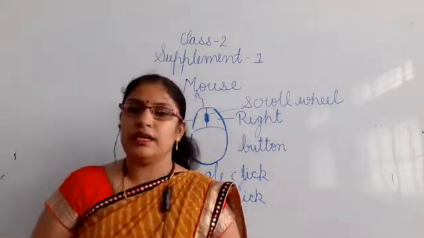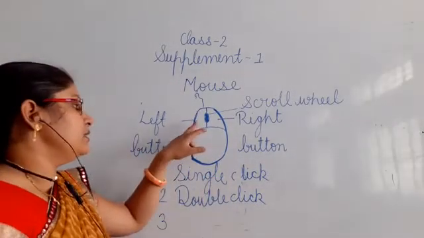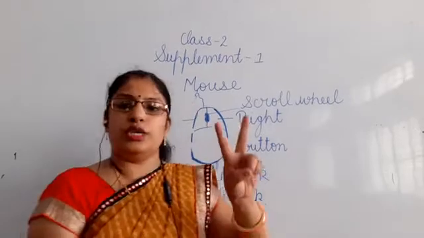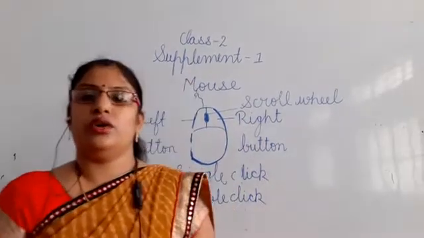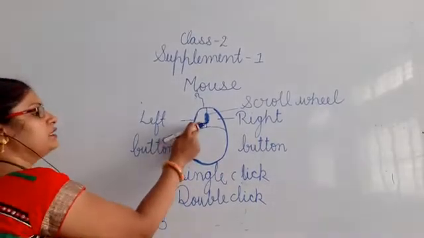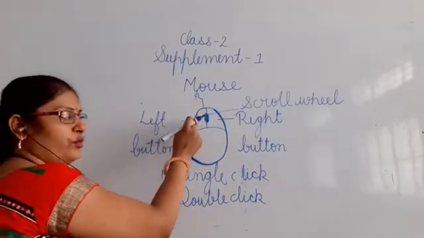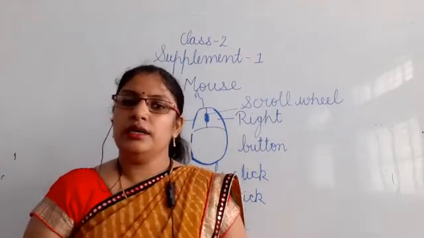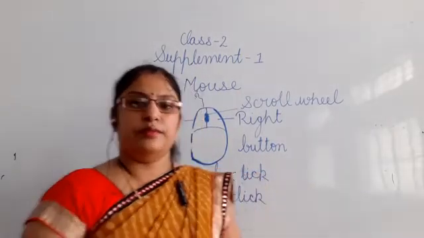What is double click? Pressing the left button of the mouse two times quickly is called double click. I repeat, pressing the left button of the mouse two times quickly is called double click.